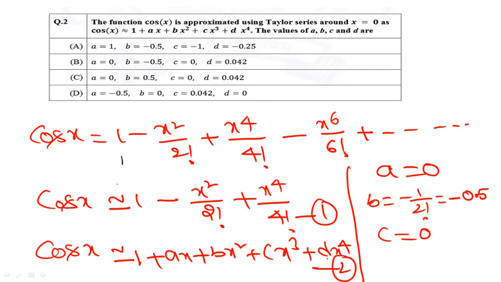Now coming to x power 4, the coefficient is d, and in the expansion it is 1 by 4 factorial, that is 1 by 24, which is 0.042. So a is 0, b is minus 0.5, c is 0, d is 0.042. The answer is b, which is the correct answer.